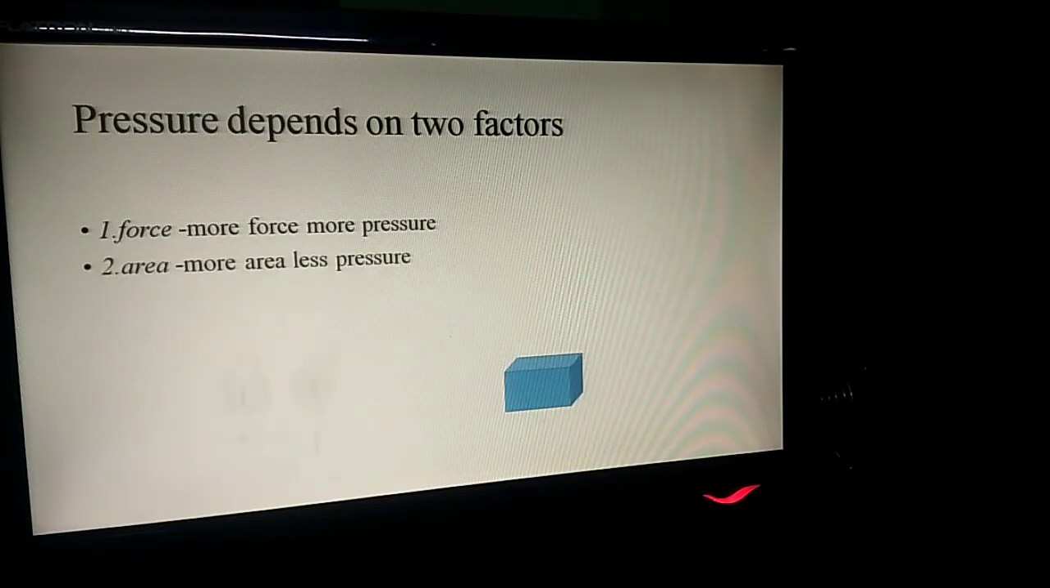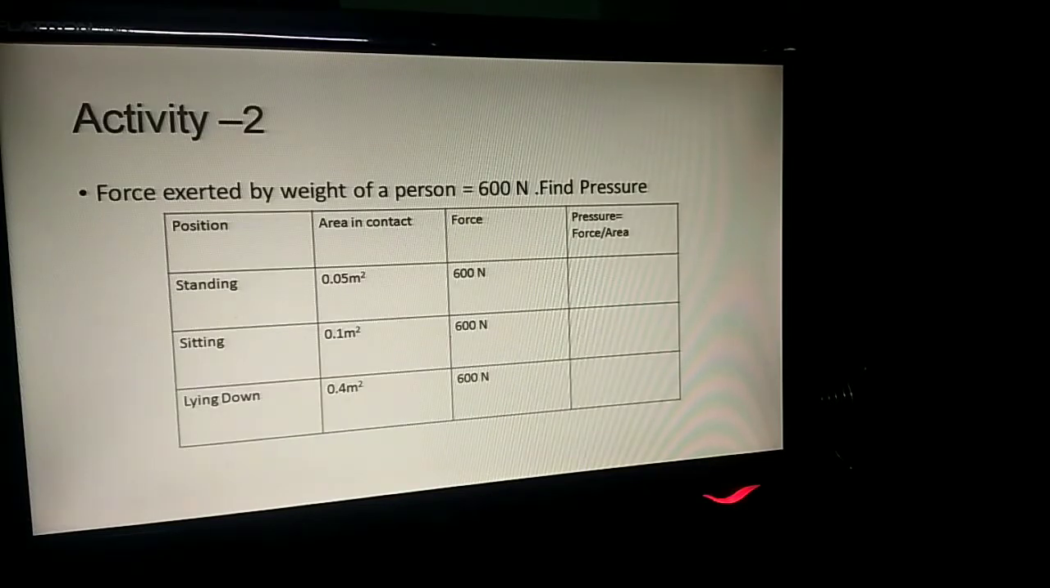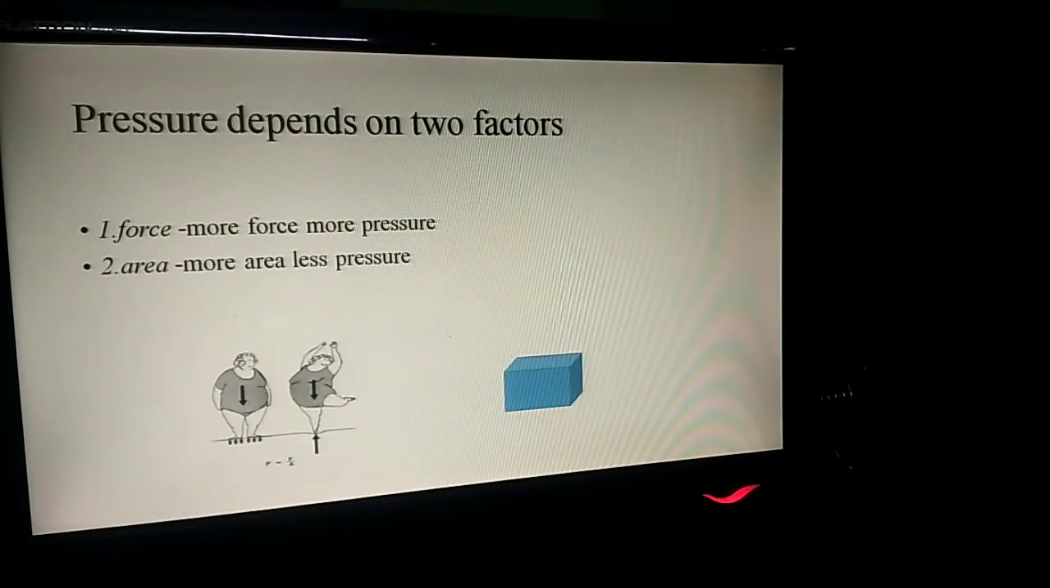What are the depending factors of pressure? Pressure depends upon two factors. One is force. More force, more pressure. That is, pressure is directly proportional to force. And area of contact. More area, less pressure. That is, it is inversely proportional to the area of contact.